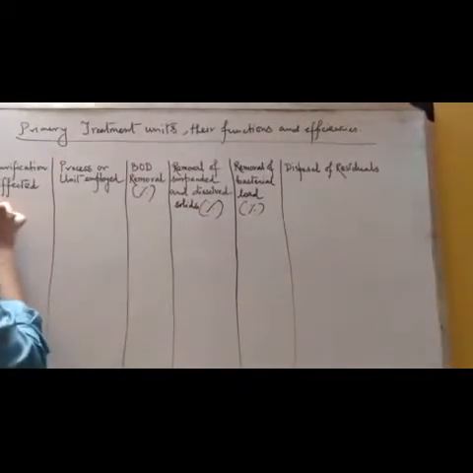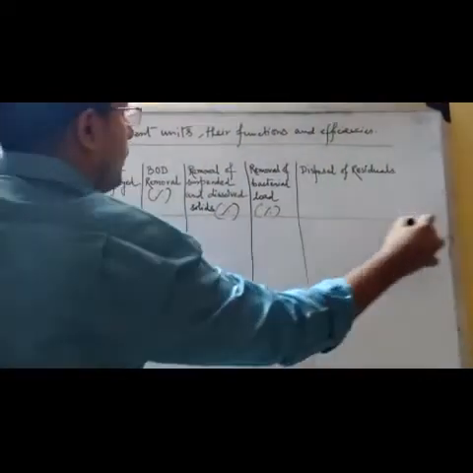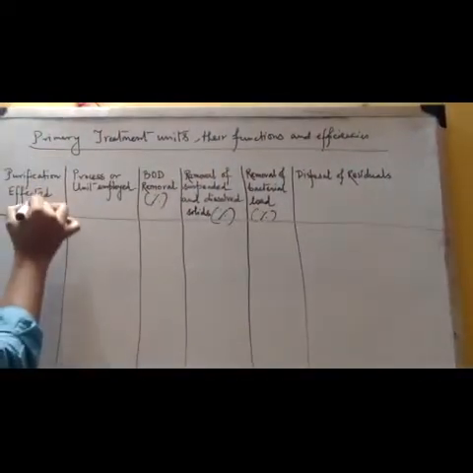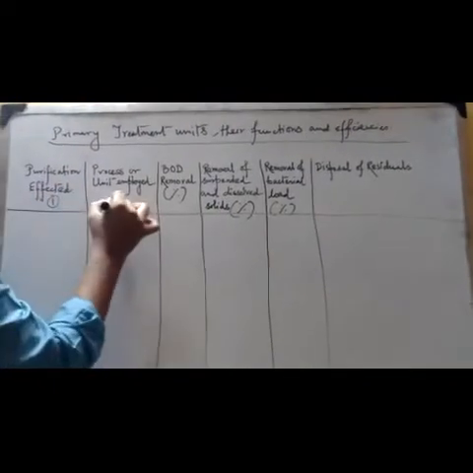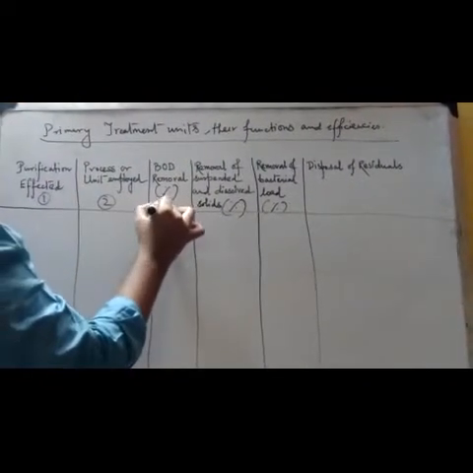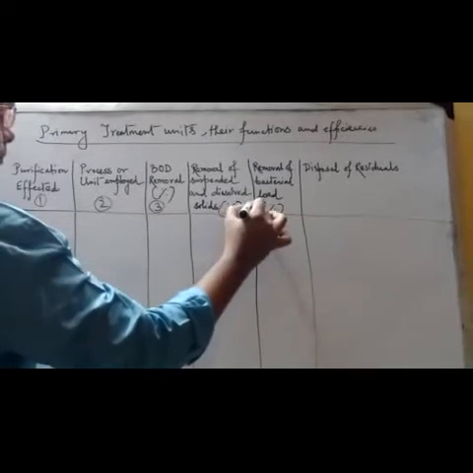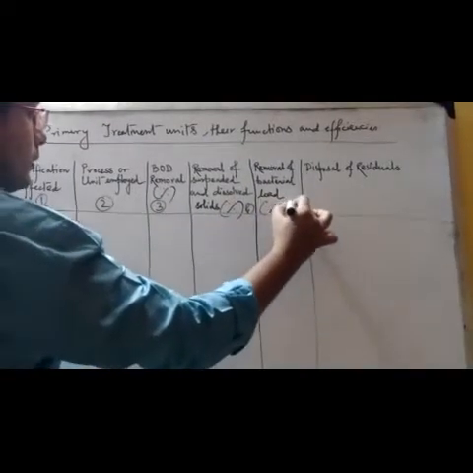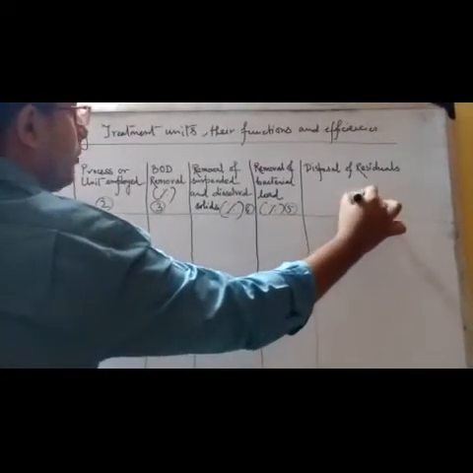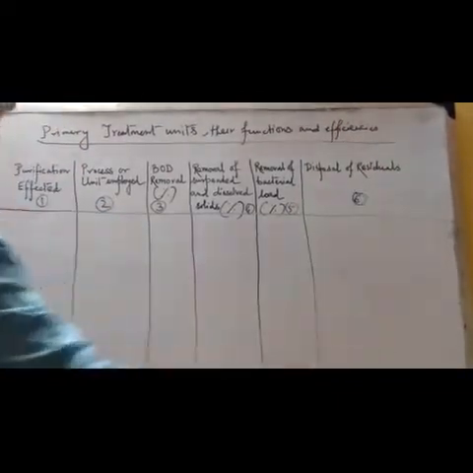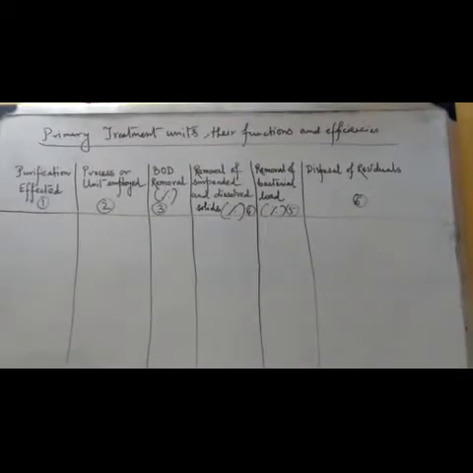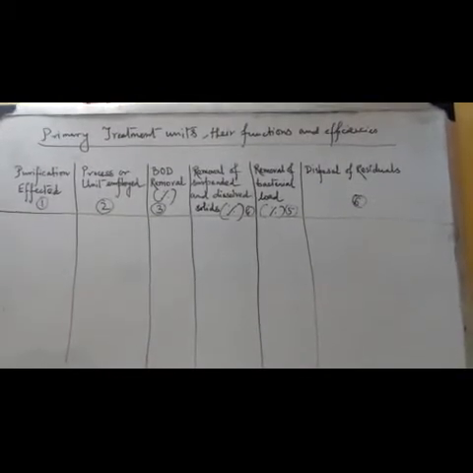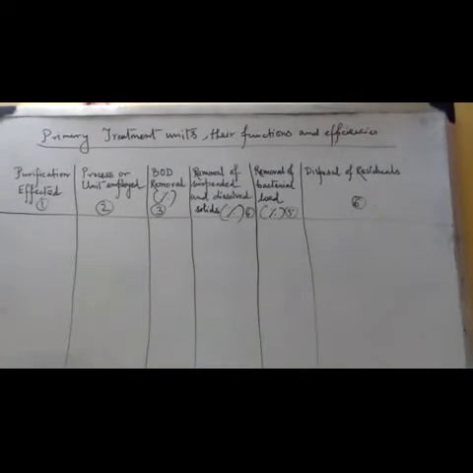Okay, so this is the table. This is column number 1, column number 2, column number 3, and so on up to column number 6. So by these 6 columns we can easily discuss the primary treatment units. The first one is removal of floating materials.